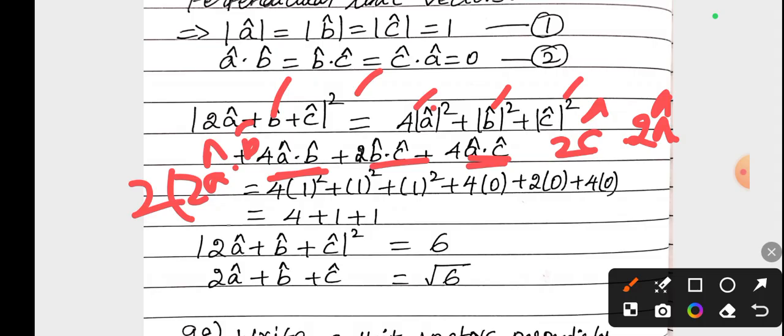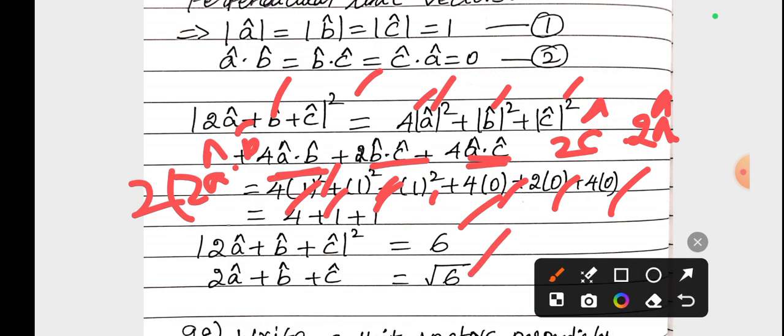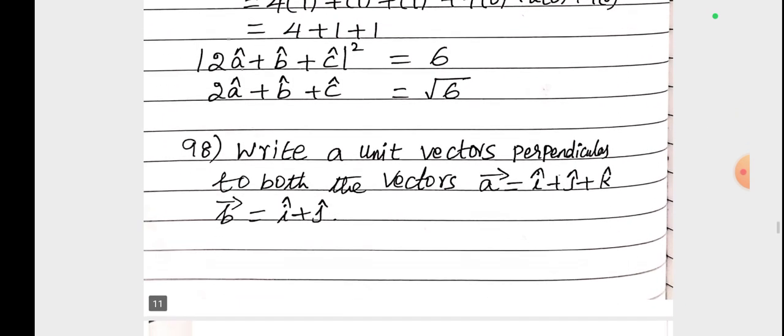Apply, children: magnitude of that will be 1 square. Again here 1 square, here 1 square. 4 into 0, 2 into 0, 4 into 0. So literally you get 4 plus 1 plus 1, that is nothing but 6. So magnitude of the whole square is 6. So normally what you will get now? You will get it as root 6. Clear? Check. So 2a cap plus b cap plus c cap, you are getting root 6.